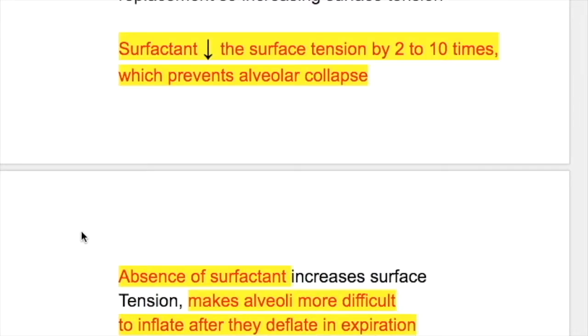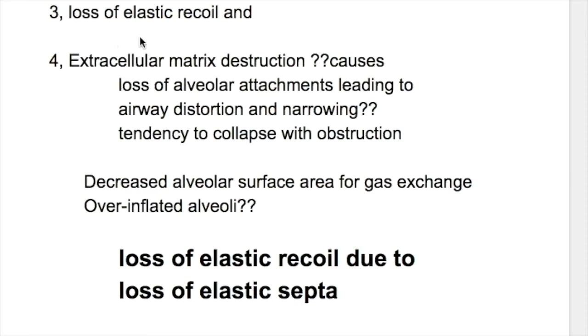When the alveoli collapse in expiration, they need to inflate in inspiration, but because of the increased surface tension, they can't do that if surfactants are absent. This occurs when there is loss of Clara cells. Number three, there is loss of elastic recoil. And number four, extracellular matrix destruction.